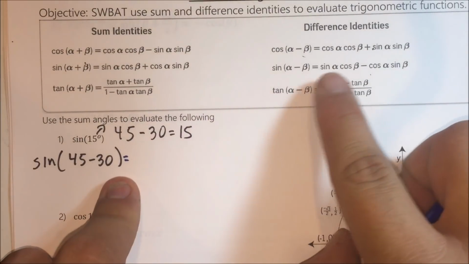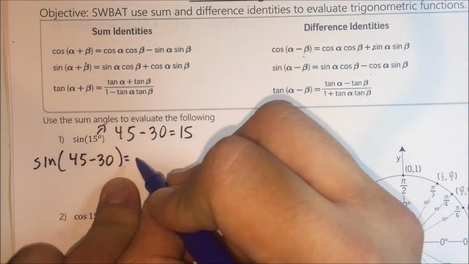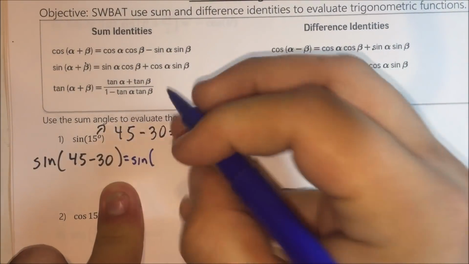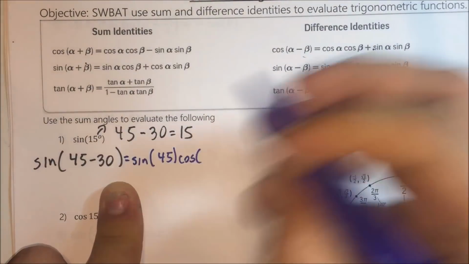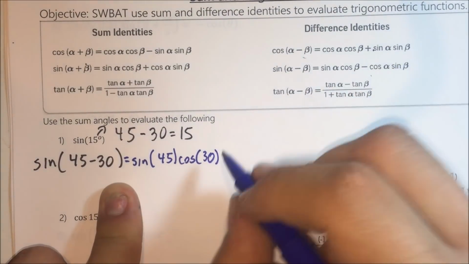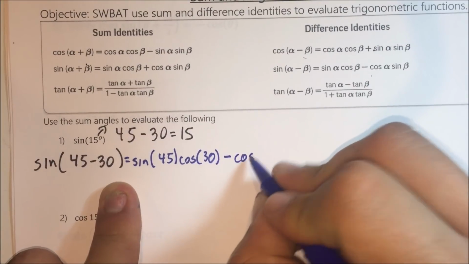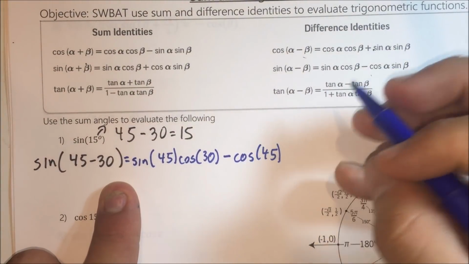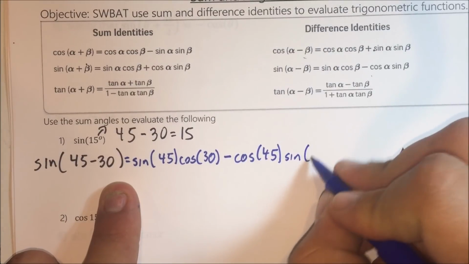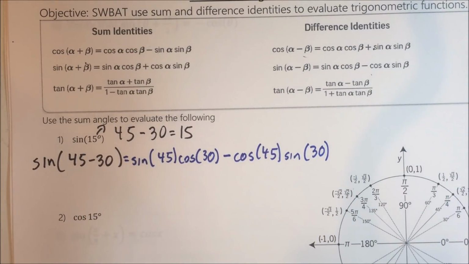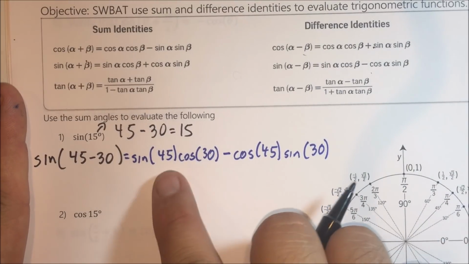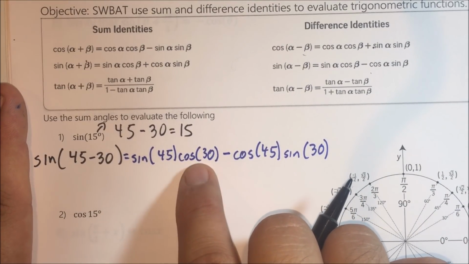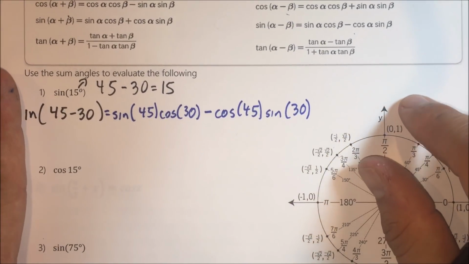So let's use it. We're going to get sine of 45 degrees, which is the first number, cosine of the second number, 30, minus cosine of 45 degrees times the sine of 30 degrees. So there we go. Now we've broken it down with everything only having one trigonometric value, and we can use the unit circle because we do know what sine of 45 or cosine of 30 is. We can just look on our unit circle.